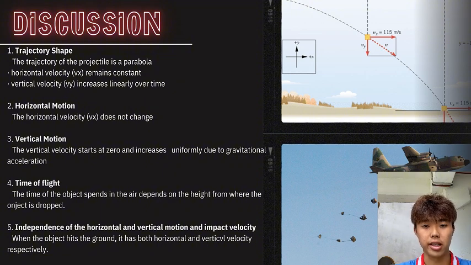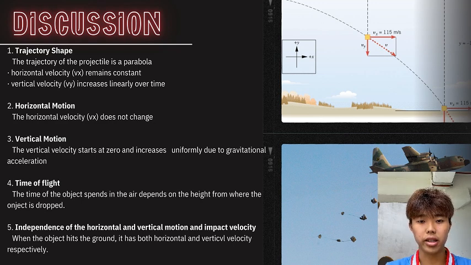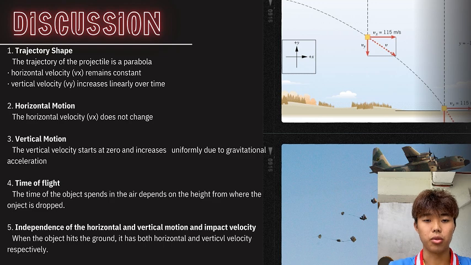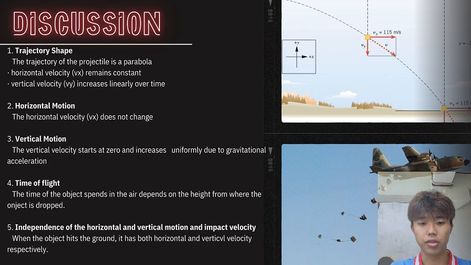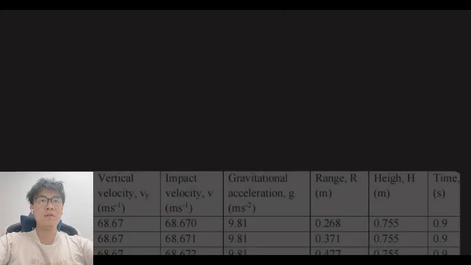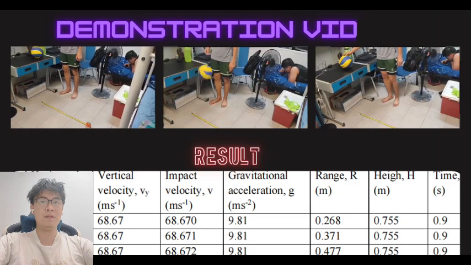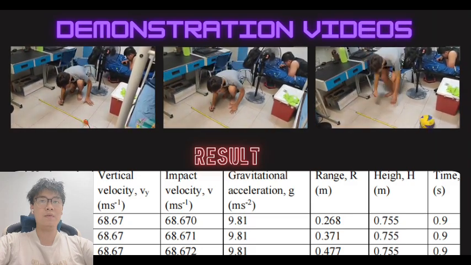The fourth question is, explain the time of flight for this projectile. The answer is, the time the object spends in the air depends on the height from where the object is dropped. The last question is, explain the independence of the horizontal and vertical motion and the impact velocity. The answer is, when the object hits the ground, it has both horizontal and vertical velocity. These 3 videos show how we conducted the experiments, so you can watch them.